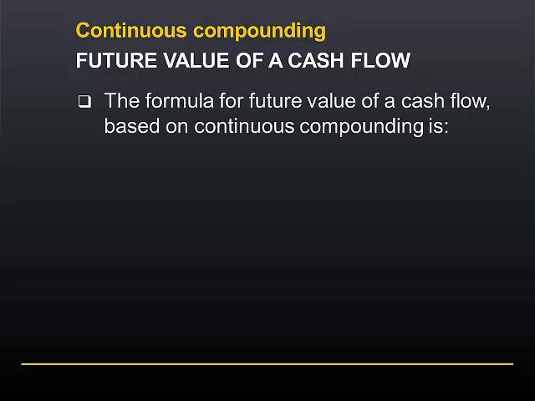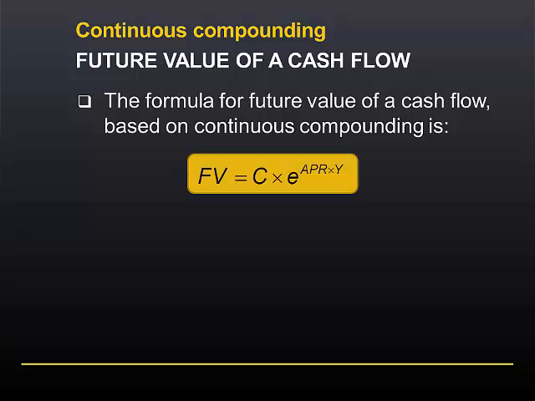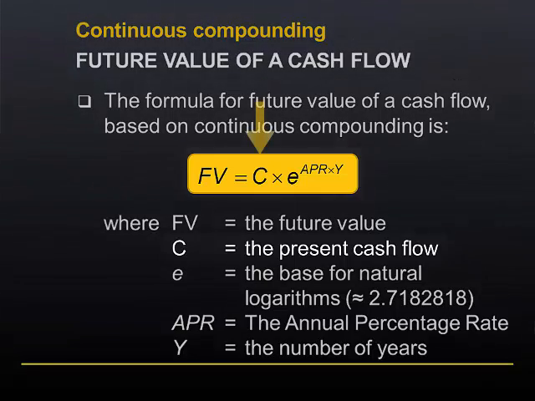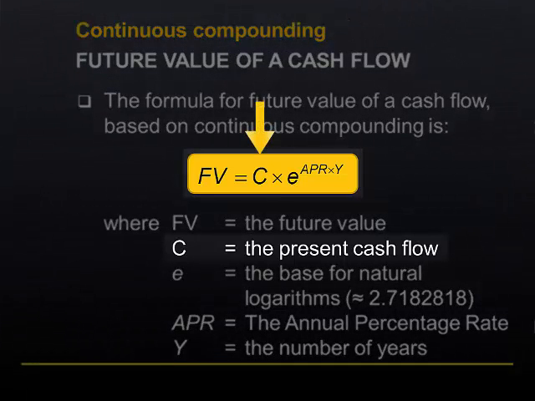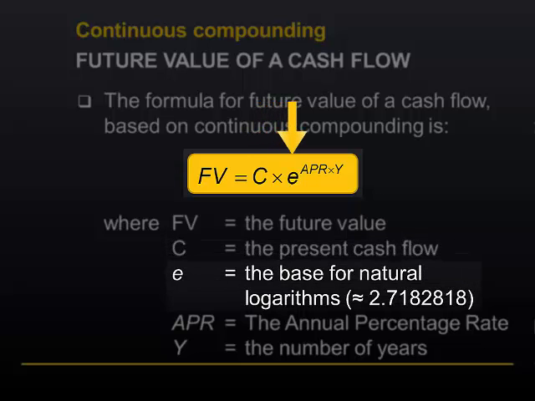The formula for the future value of a cash flow based on continuous compounding is this. In this formula, C is the present cash flow, as it was in our previous formulas. E is the base for natural logarithms. It's approximately equal to 2.7182818. And that number will be on your formula sheet. Some calculators have a button that will give you the precise value of E, but if you use this approximation, that will be close enough.